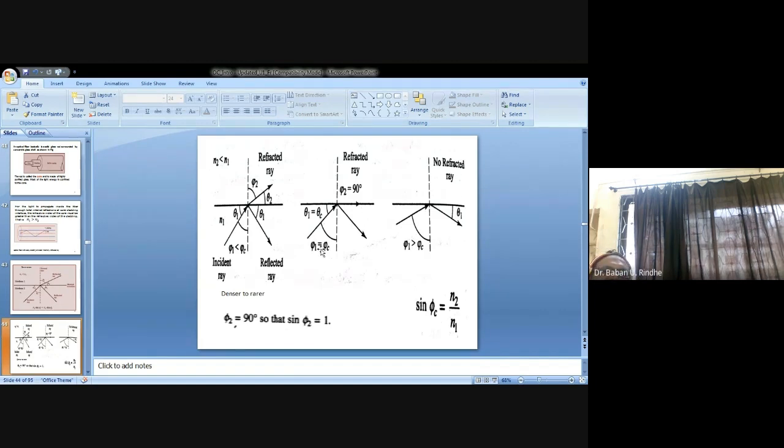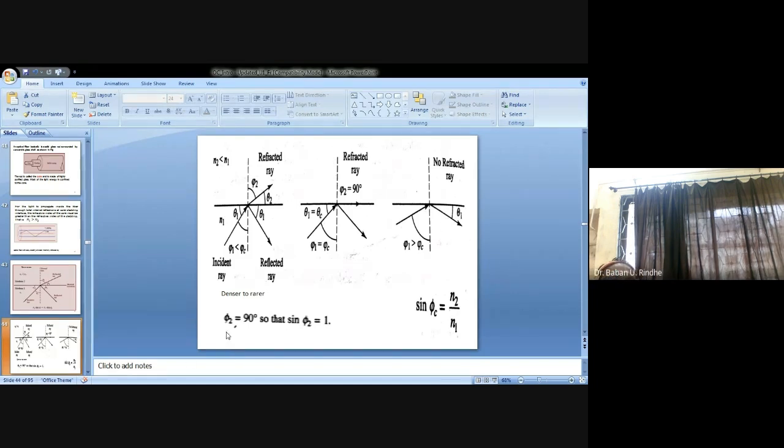When phi 1 is greater than phi c, more than 45 degrees, suppose phi c is 45, then phi 1 is suppose 50 or 60. At that time total internal reflection will be taking place here. Total internal reflection means there are no refracted rays available. When phi 1 is greater than phi c, total internal reflection takes place, and you can find out the theta 1 also.